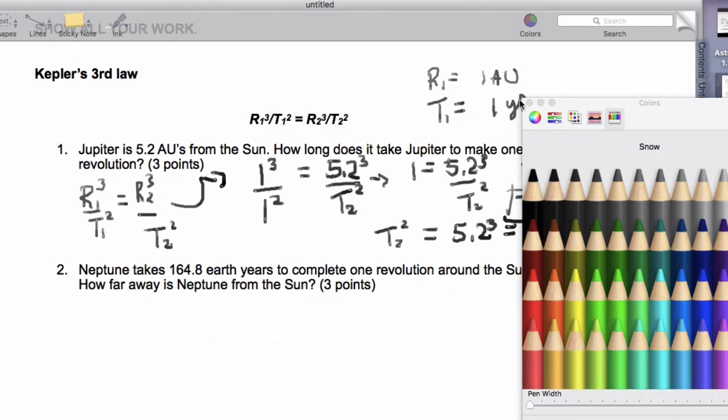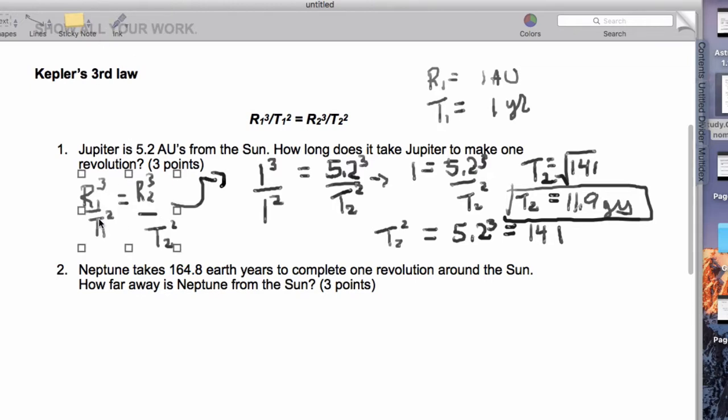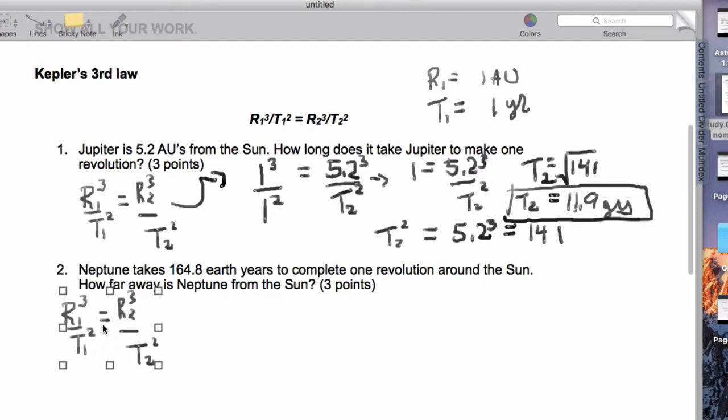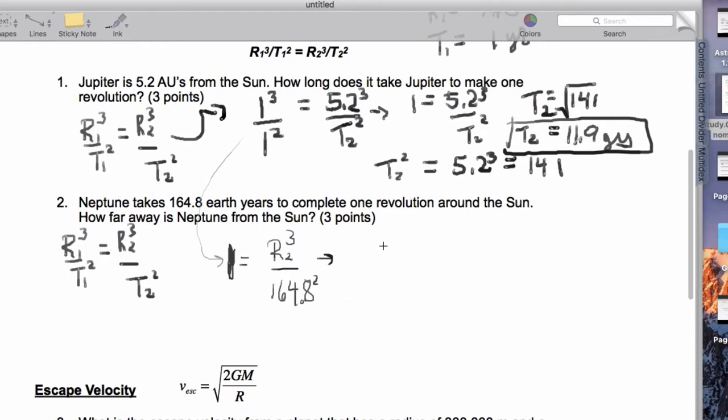So for problem 2, again, we're going to use the same setup here. I'm going to take this formula and write it here. And I'm going to simplify my work and just note that since R cubed over T squared for Earth is just 1, I'm going to write a big old 1 equals Neptune's distance cubed over 164.8 squared. I'm going to simplify this fraction further and write 1 equals R2 cubed over 164.8 squared. So that's 27,159. I'll just leave the decimal out. It's not going to affect the answer too much.